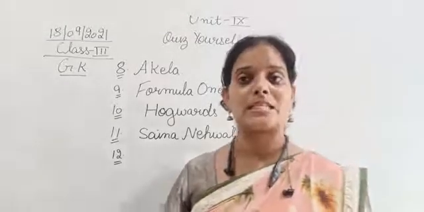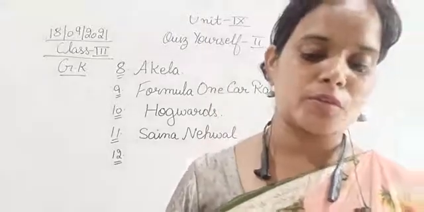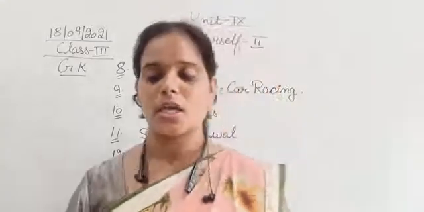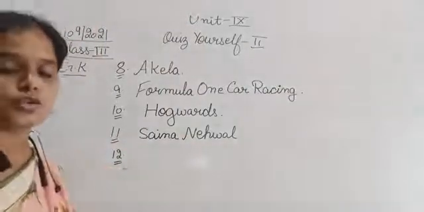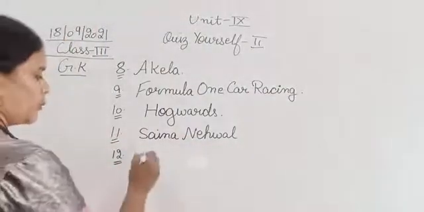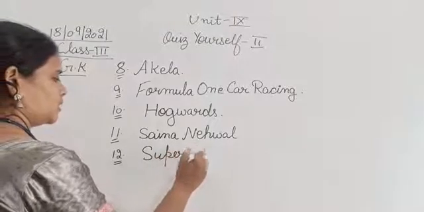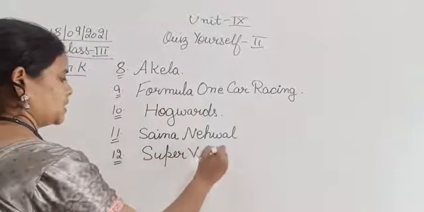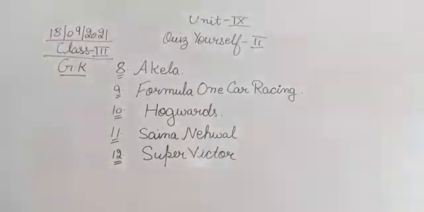They are known as mascots. M-A-S-C-O-T, mascot. So what is the name of the mascot of the 2016 Euro Cup? That is Super Victor. S-U-P-E-R, Super Victor, V-I-C-T-O-R.